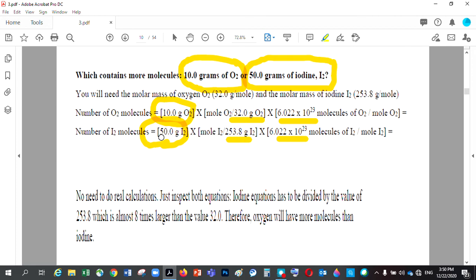You divide the whole numbers in iodine by huge numbers, so you can expect a small number to come out. So as I said, no need to do real calculations. Just inspect both equations. The iodine equation must be divided by the value of 253.8, which is almost 8 times larger than the molar mass of oxygen, 32.0 gram per mole. And therefore, oxygen will have more molecules because you divide by 32, but here you have to divide by 253, which will lower the value.